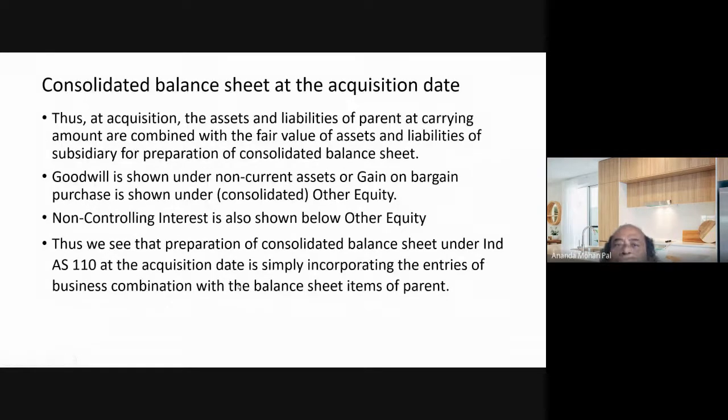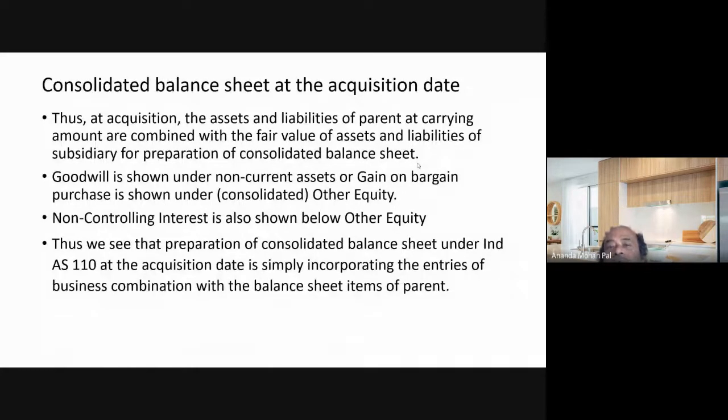Now, if you prepare the consolidated balance sheet at the acquisition date, at the time of acquisition, what would happen? The assets and liabilities of the parent at carrying amount are combined with the fair value of assets and liabilities of the subsidiary for preparation of the consolidated balance sheet. Mind that here the carrying amount means book values of the parent, and the fair values of the subsidiary are added to find the consolidated balance sheet figures.